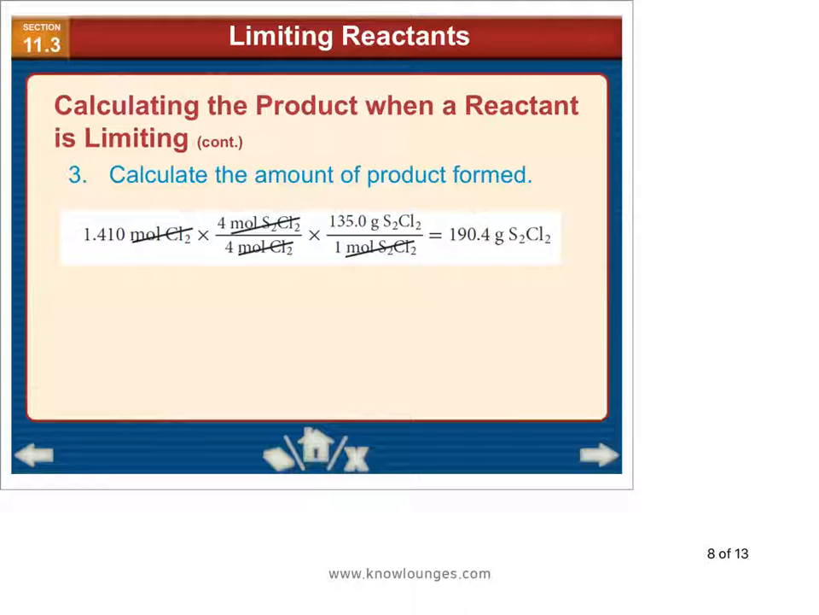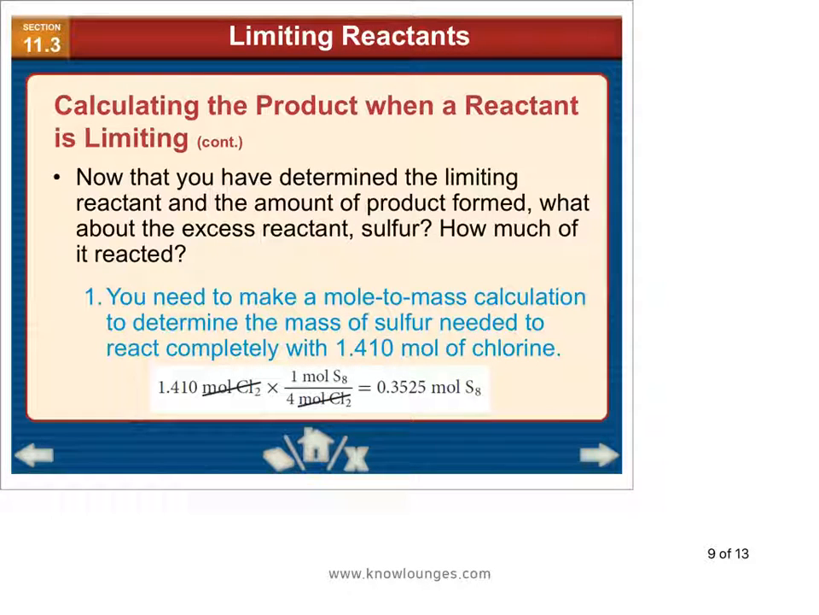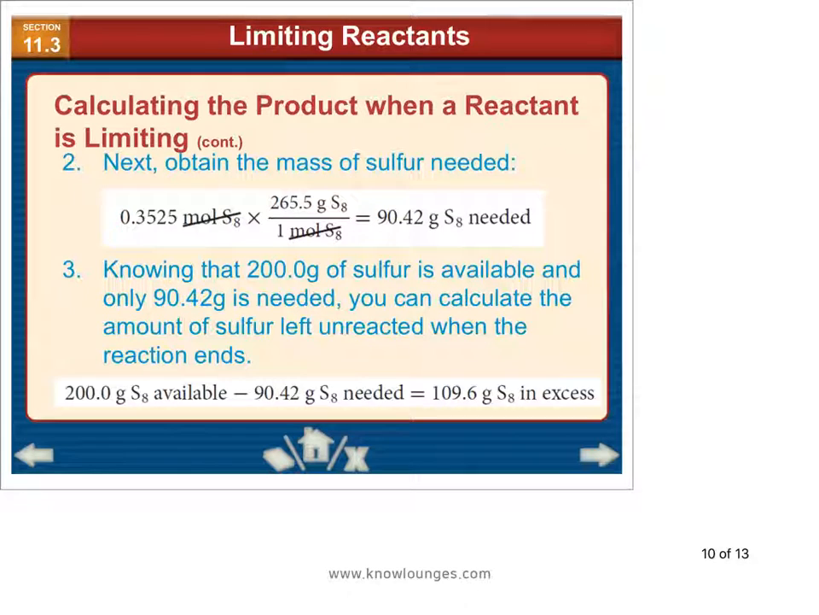So once we determine what the limiting reactant is, you use that reactant to find the amount of the product, doing what we did in section 2. We've determined the limiting reactant and found the product formed. Sometimes we'll want to figure out how much of the excess reactant reacted. So here we take our limiting reactant, convert it into moles of the excess reactant, and then change it into grams. And that's how much sulfur reacted or was needed. And if we started with 200 and we used up that much of it, do a little subtraction and we find out how much was in excess.